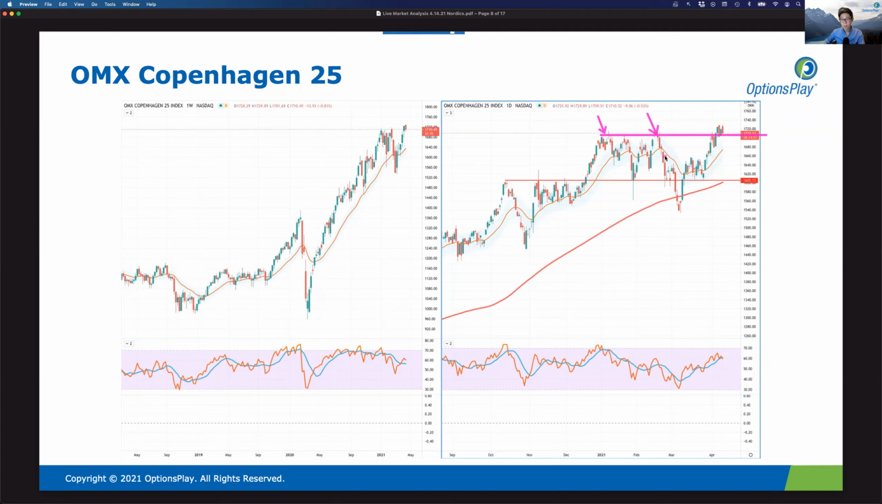But one thing I do want to point out here again is that this one you actually don't have negative divergence, right? Because on the daily chart, as the price made a higher high, momentum did confirm that new high. So the Copenhagen index is not at risk the same way as the Stockholm market of a pullback. If anything, pullbacks will likely be relatively shallow.